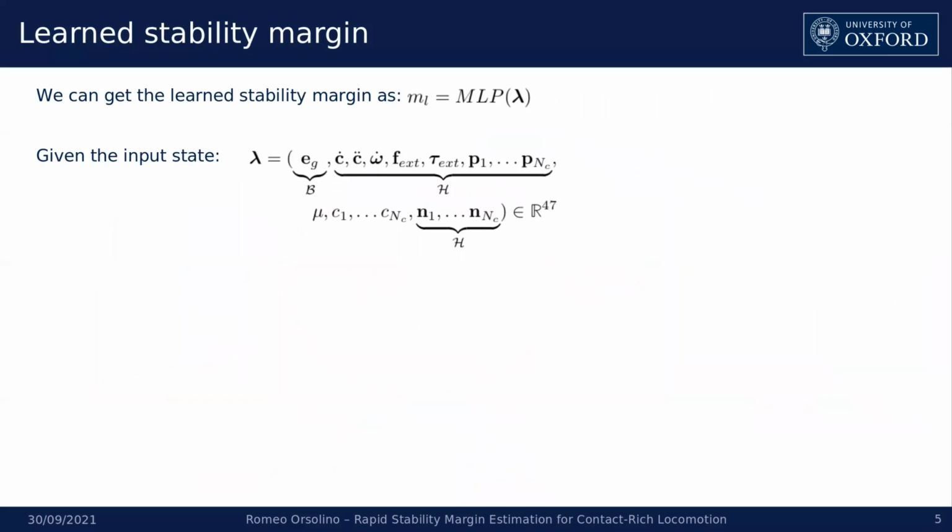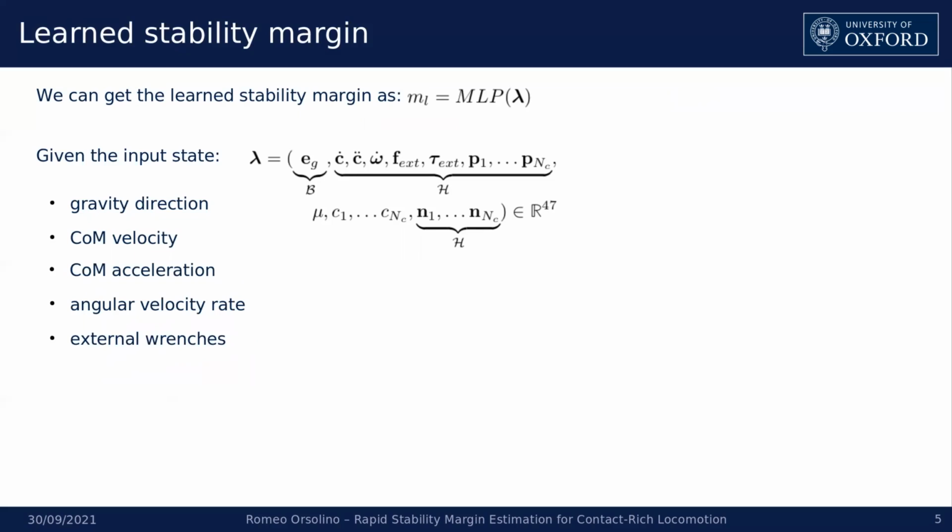The input of this MLP is a minimal set of all the required quantities needed for the evaluation of the robot stability. This includes the unit vector EG, which represents the gravity orientation with respect to the base of the robot, the center of mass linear velocity and acceleration, the base angular acceleration, possible external wrenches applied to the robot's base, the foothold locations, the friction coefficient, the contact states, and the contact normals.